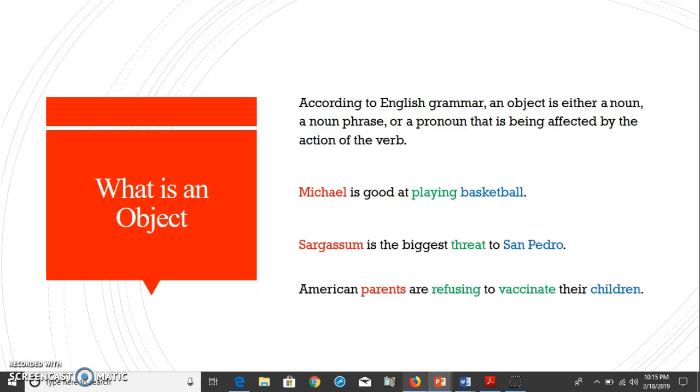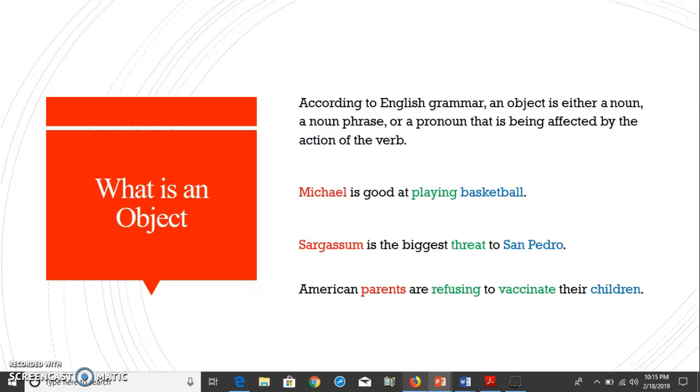American parents are refusing to vaccinate their children. So this sentence has two verbs: refusing and vaccinate. Who or what are refusing to vaccinate? Parents. What are parents refusing to vaccinate? Their children. Their children are being affected by the verb of the subject. That's what makes it the object, and that's how to find the object.